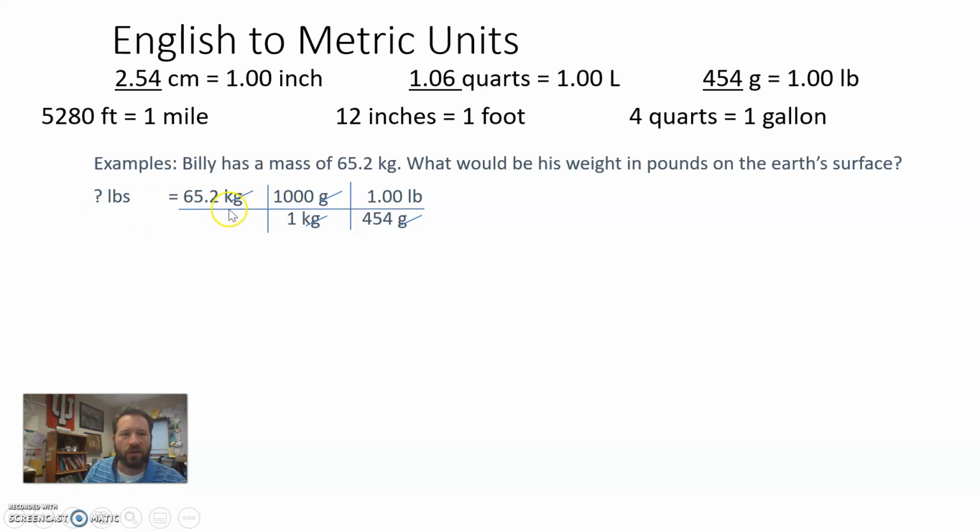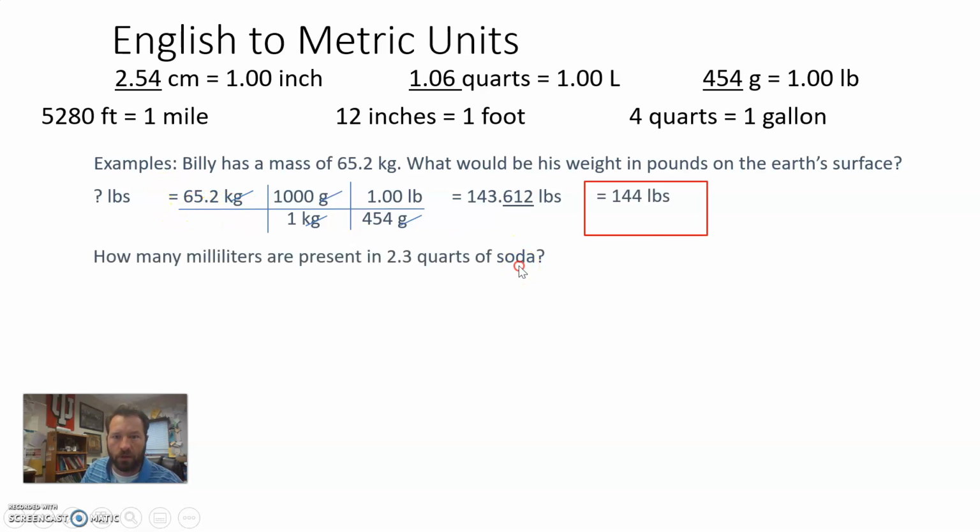Now we can plug this into our calculator. 65.2 times 1,000 divided by 454. And I got 143.612 pounds. You'll notice the digits underlined. That means they're not significant. I only want 3 significant digits, the 6, the 5, and the 2. So I'm going to round that 143.6. 6 is enough to round up. So 144 pounds. There's our final answer. We put our red box around it. On to the next question.